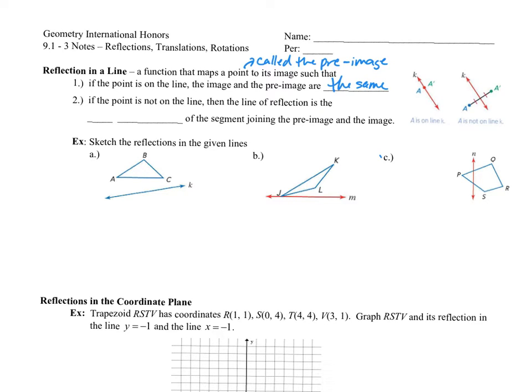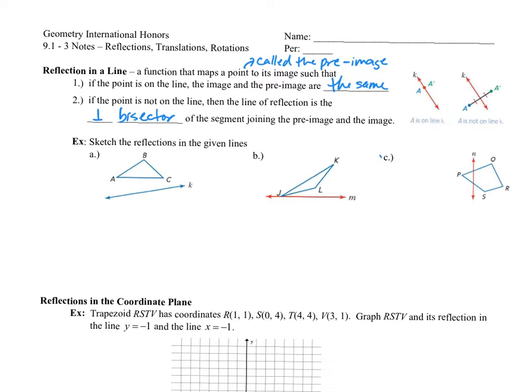But then number two says, if the point is not on the line, then the line of reflection is the perpendicular bisector of the segment joining the pre-image to its image. So let's take a look at this example. Here we have a pre-image point A, and its reflection is A prime, and you'll notice that if we draw a line segment from the pre-image point to the image point, then we can see that K, the line of reflection, is the perpendicular bisector.